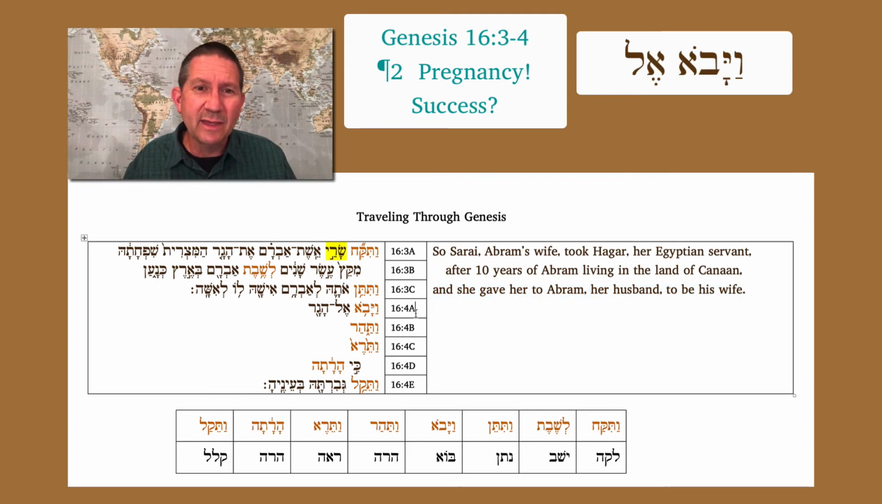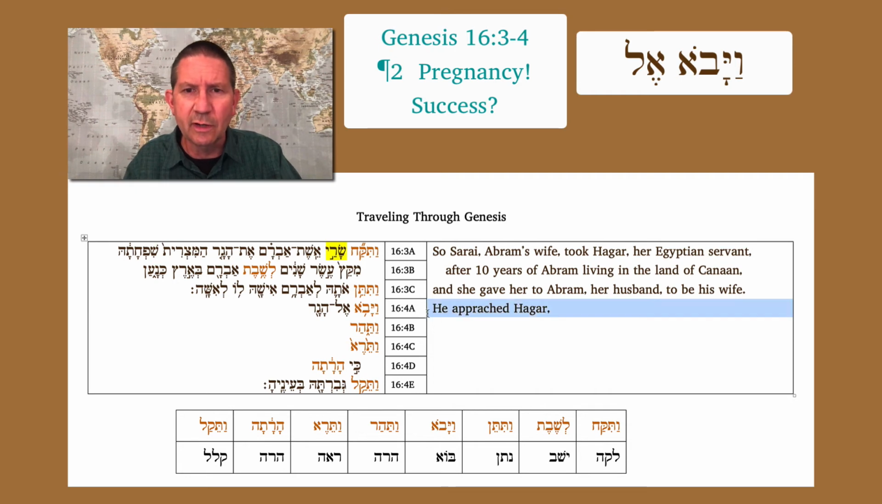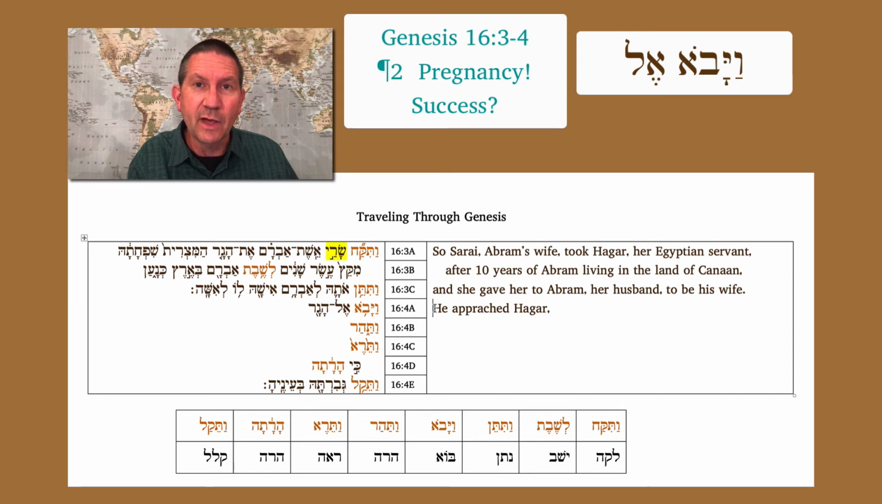Then we have Vayavo el Hagar. He came to Hagar, or he approached Hagar. Again, this is a euphemism for an activity that follows. Sometimes commentators say that this is a pretty explicit reference to that activity that follows.